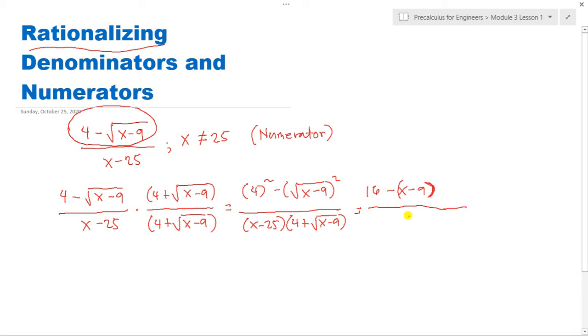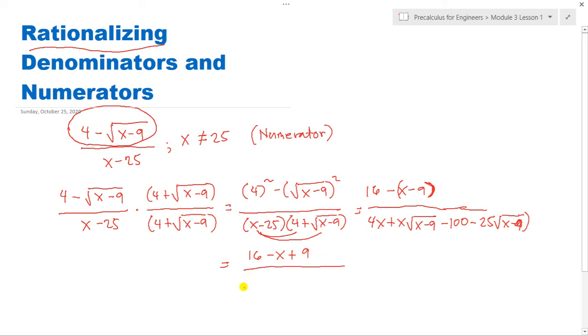Then on the denominator, so kapag i-distribute natin ito isa-isa, so we have 4x plus x square root of x minus 9. Then we have negative 25 times 4, so we have negative 100 minus 25 square root of x minus 9. So don't worry class, dinidistribute ko lang to sa denominator isa-isa. So on the numerator we have 16, so 16 minus x plus 9 na pala.